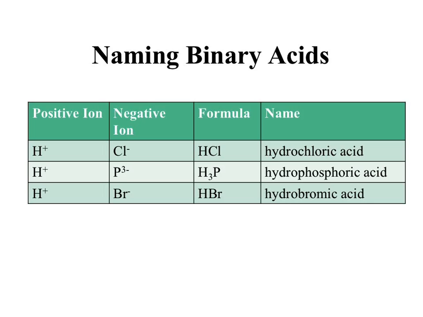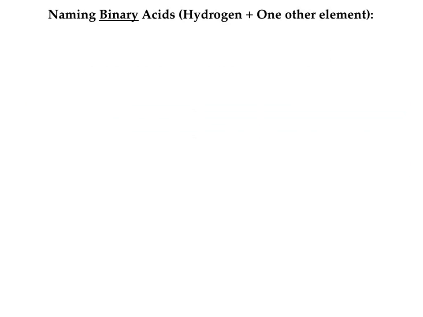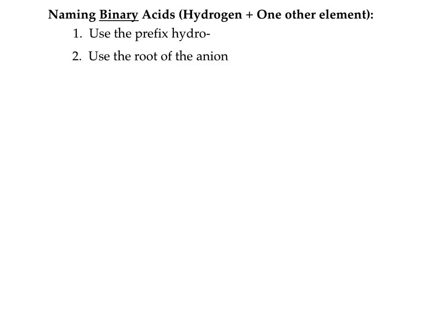So here is something for you to write down. Binary acids. That means hydrogen and another element. So there's two things there: hydrogen and another element, and it's going to be a nonmetal. To name it, use the prefix hydro. Start with that. That means binary. Use the anion, which is basically what element you're dealing with: chlorine, phosphorus, bromine. Then you're going to change the ending of that to ic, and then you're going to tack on the word acid.